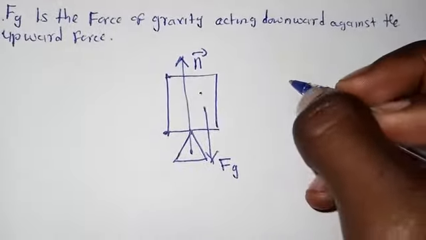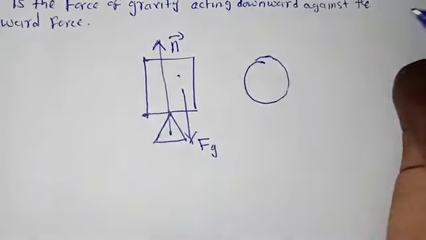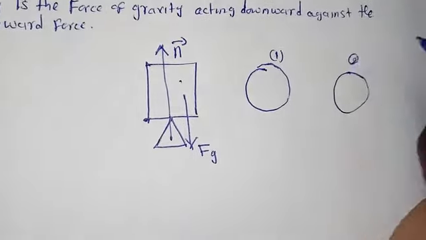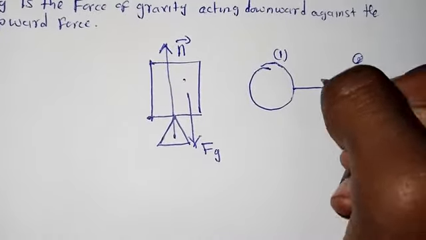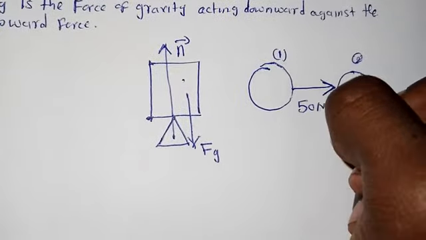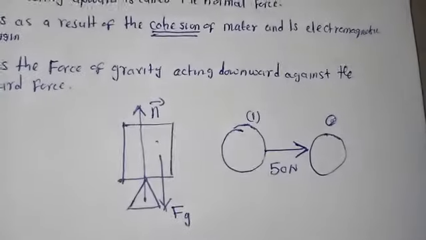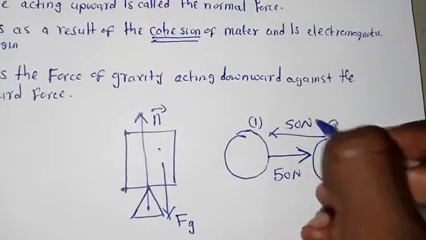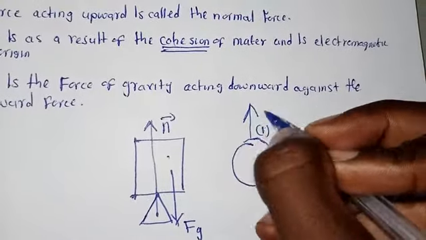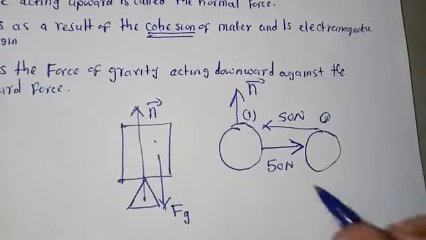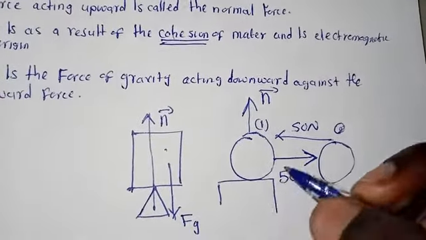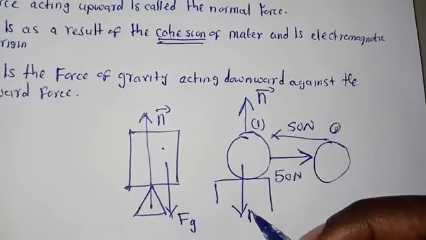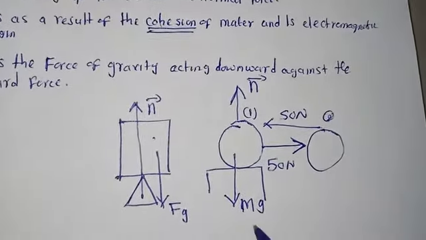Okay, same as, for example, if we have two balls, we have this ball, let's name it ball 1. We also have this ball, let's name it ball 2. If this exerts a force on here of, let's say, 50 newtons, then automatically you also expect ball 2 to exert a force of 50 newtons here. So if there is a force which is acting upward, which we are calling the normal force on this ball, let's say it's on the table, then automatically you expect a force to act also downward, so that this force can cause this thing to go down, and this force is called the mg.